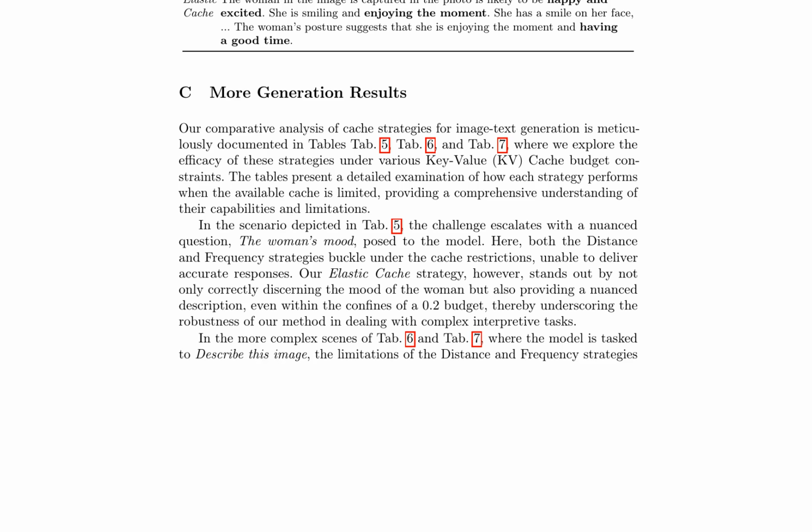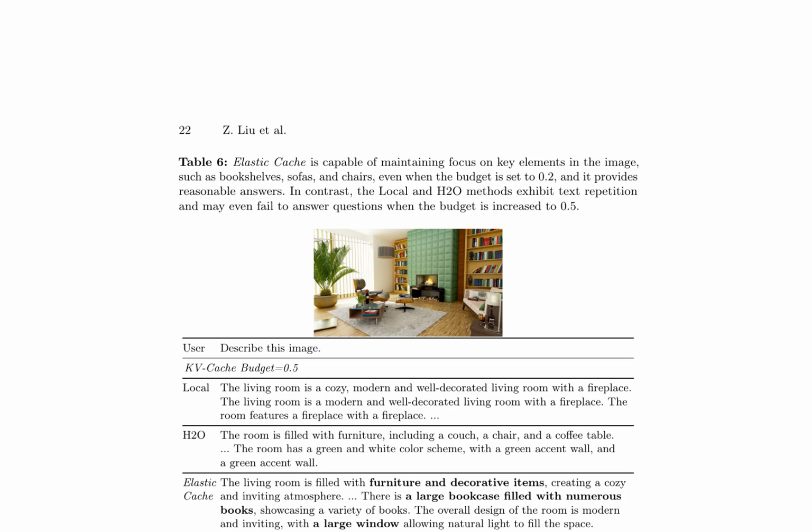The Elastic Cache strategy is evaluated for its performance in image text generation under varying budget constraints, alongside two other methods, local and H2O. The comparison focuses on maintaining focus on key elements within images and generating coherent text outputs. Experimentally, the Elastic Cache strategy consistently outperforms its competitors in describing living room and baseball field scenarios across different budget levels. At a budget of 0.5, the Elastic Cache strategy accurately maintains focus on key elements, such as bookshelves, sofas, and chairs, whereas local and H2O methods exhibit text repetition and may even fail to answer questions.